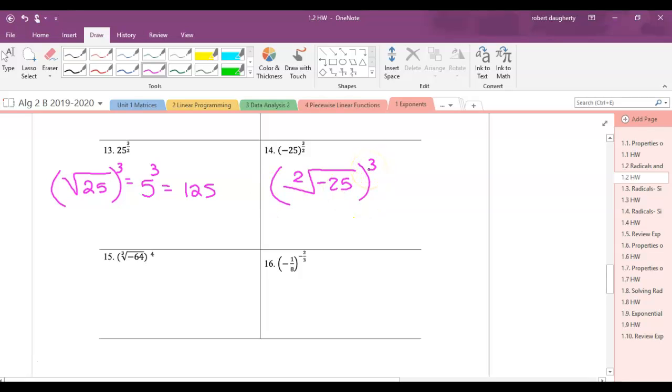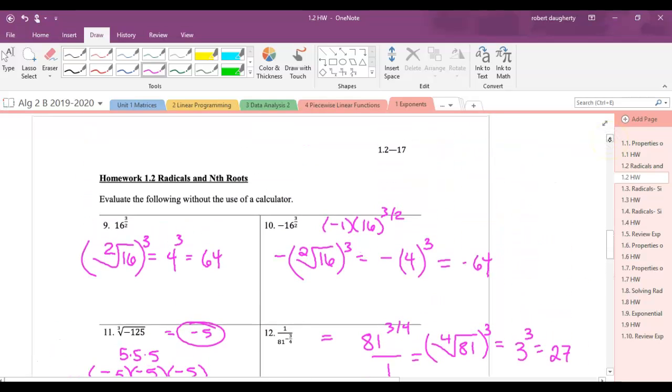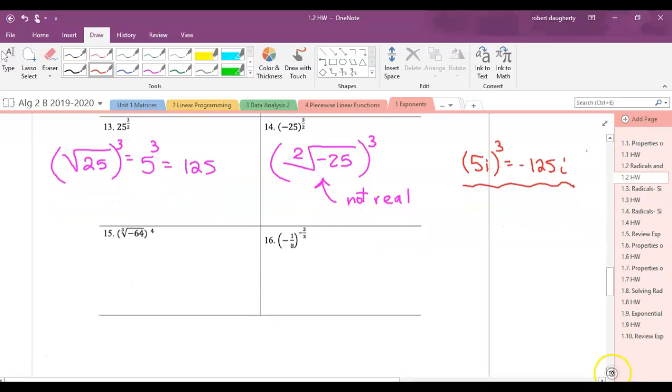Now here's where we change gears a little bit from the first semester. We're restricting all of our answers to be real numbers, okay? So in this case, taking the square root of negative 25 is not a real number. If this was last semester, the square root of negative 25 would be 5i, cubed, which was going to be negative 125i. But in this semester, we're not going to use complex numbers. We're restricting ourselves to real numbers and real solutions. Let's look at the next one.